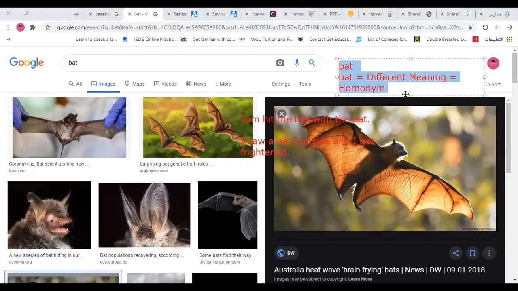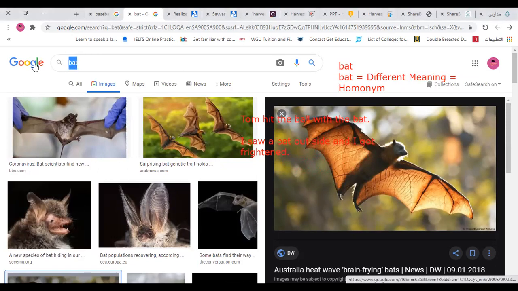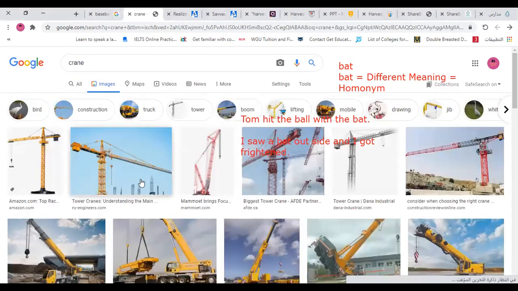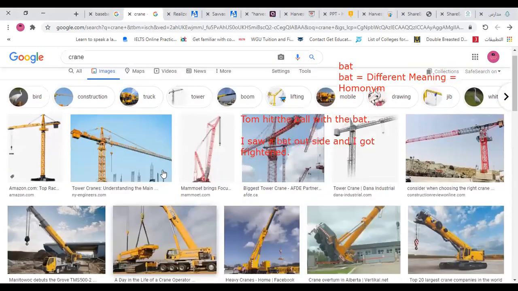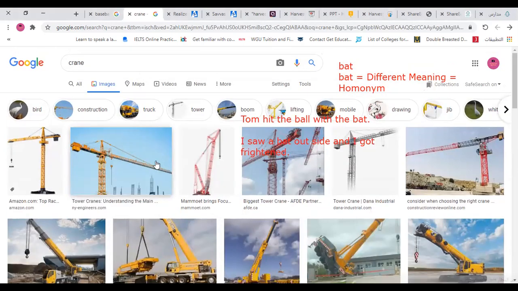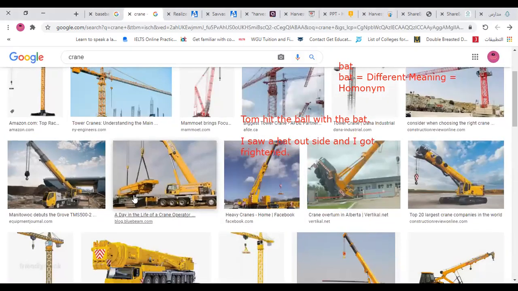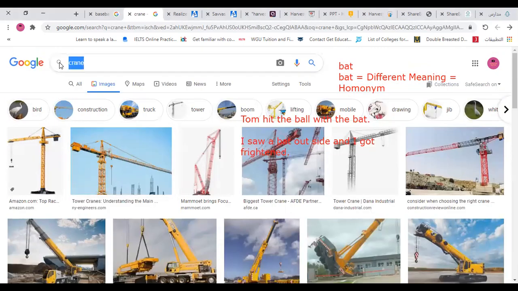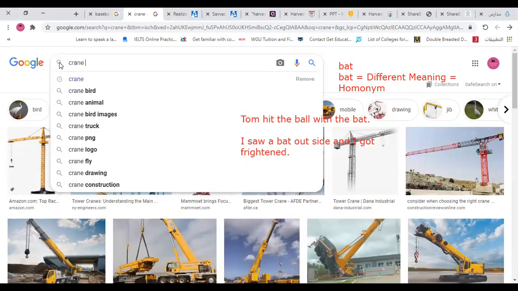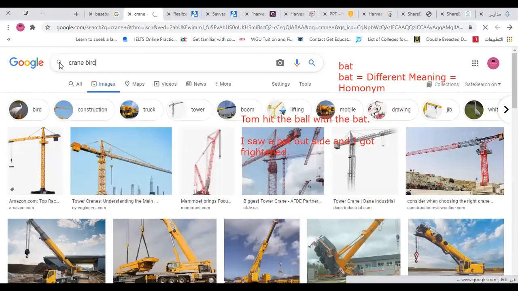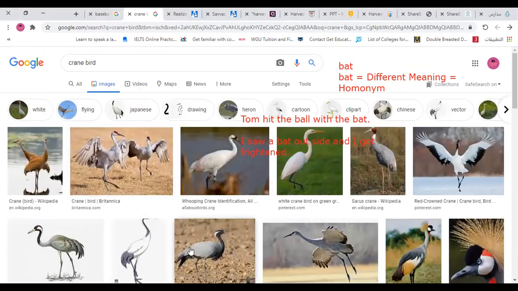You have the word, for example, crane and crane. One of them means the bird, and the other crane means the machine similar to a bulldozer. This is a crane. We use it in high buildings to transfer some of the blocks. We call it a crane. And we have crane the bird. This is also a crane.